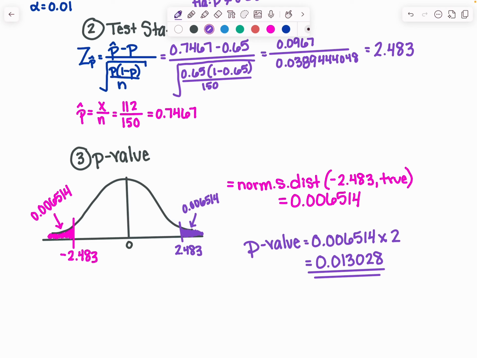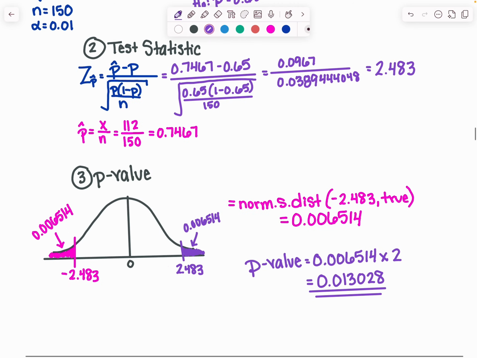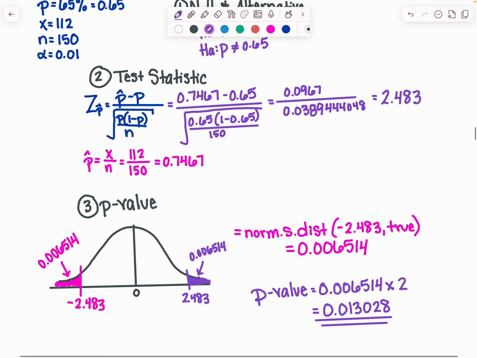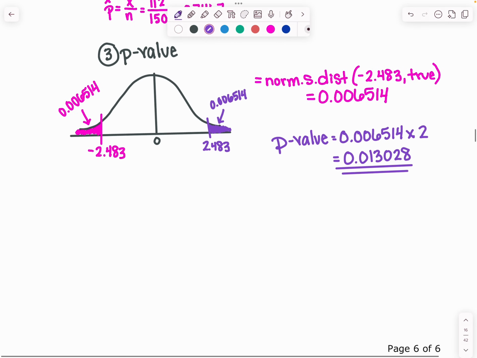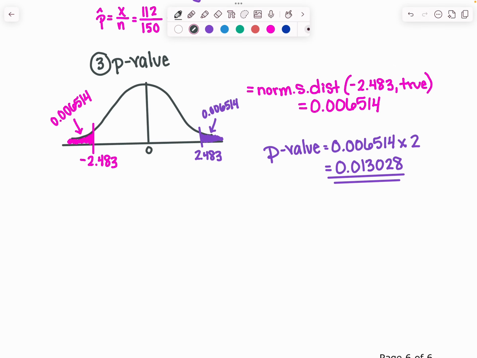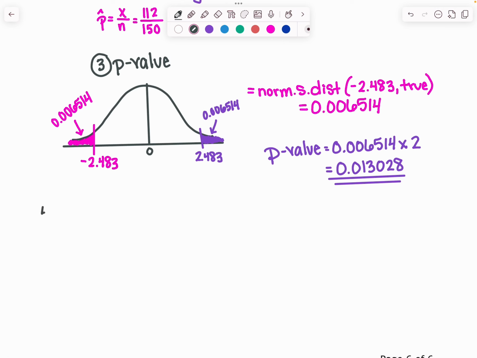So basically, because the veterinarian in this case couldn't decide, is it less than or is it greater than, and said, I'm just going to see if it's different from, we have to consider both possibilities. Could it be too small or could it be too big? So now we can come down to step 4 and look at the conclusion and then write out the interpretation.